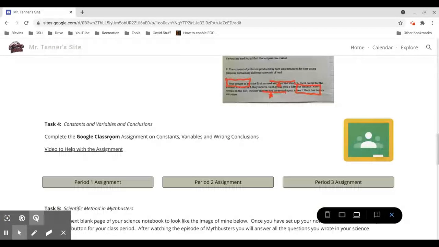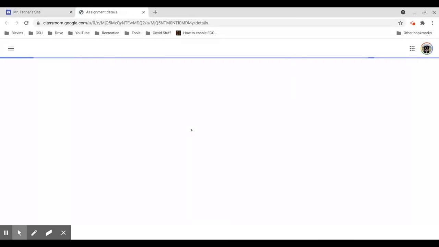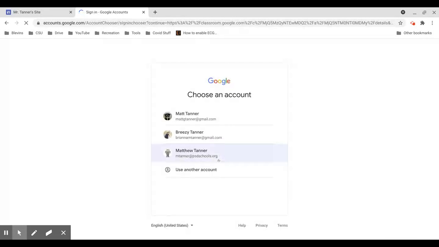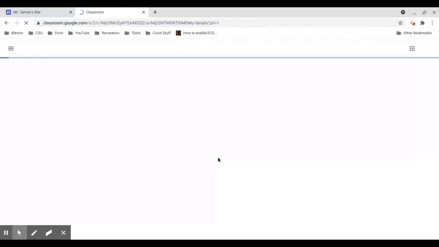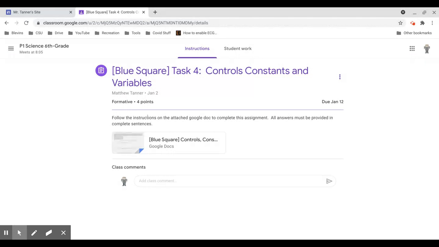So that's task 3. Task 4 is practicing again identifying constants and variables and conclusions in actual experiments. This is a Google Classroom assignment. So you'll select your class period link. You'll open up the assignment in Google Classroom. Notice it just says, follow these instructions on the attached Google Doc to complete the assignment. All answers must be provided in complete sentences.